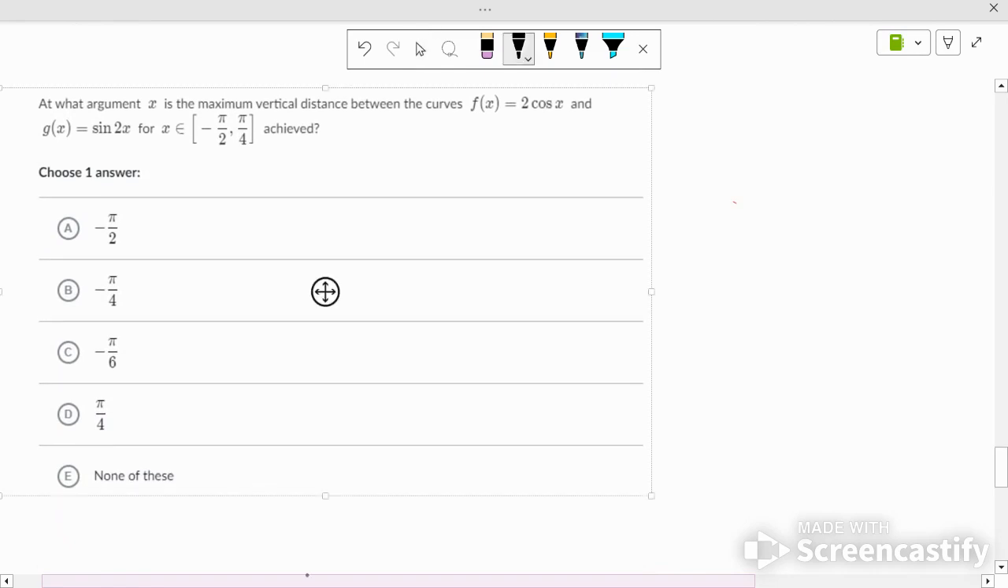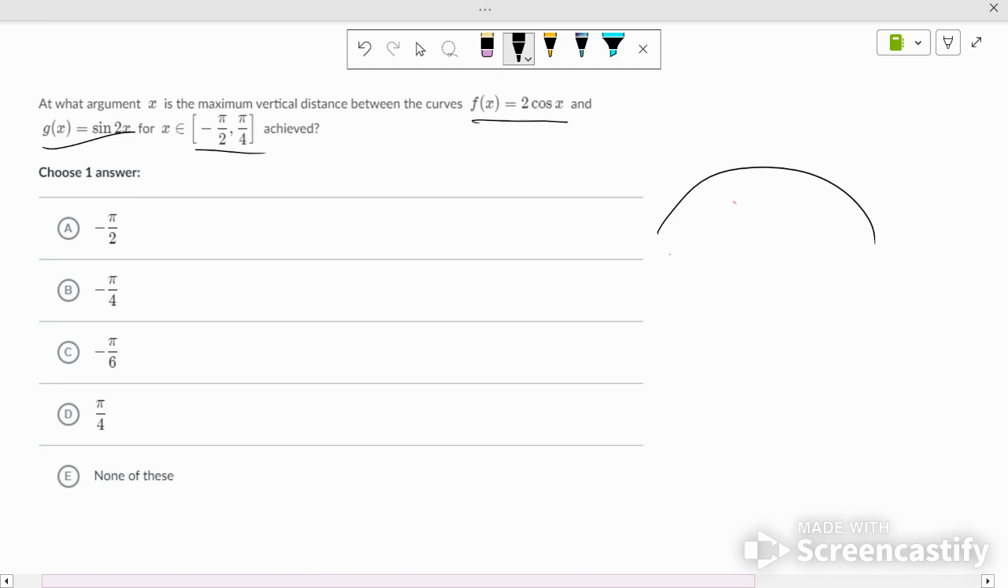What is the maximum vertical distance between the curves this and this? Somewhere in between here. Okay? So the maximum vertical distance is the difference of their y values. The cosine curve might be going like this, while the sine curve's going like this. We want to find the difference of their y values. So at some particular x, there's a difference in the y values.